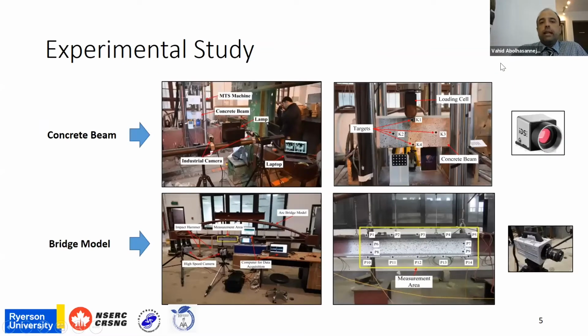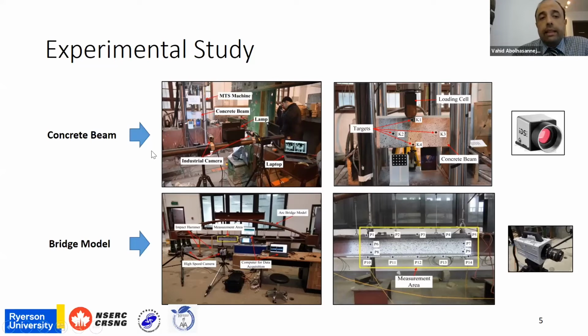Okay, to validate and test our proposed methodology, we have conducted 2 different experiments. The first one has been done on the concrete beam. As you see at the top of the slide here, we have shown the concrete beam sample, and also the experiment configuration on the left side. We have used the industrial camera, the IDS camera in this case, which has a frame rate of 70 frames per second.